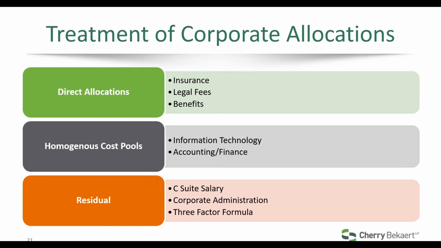Then lastly is the residual costs. These are all the costs that you can't allocate either directly or through a homogeneous cost pool, and you would allocate out typically on the 3-factor formula. A lot of times this is C-suite, some corporate administration costs, but it's really hard to identify it down.